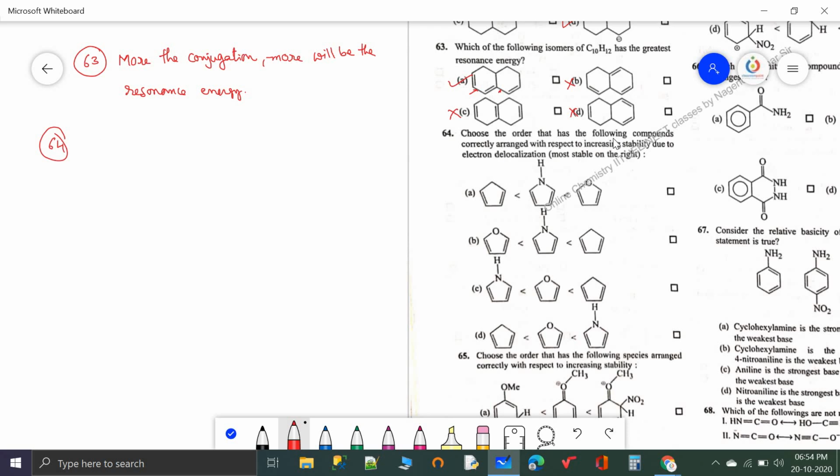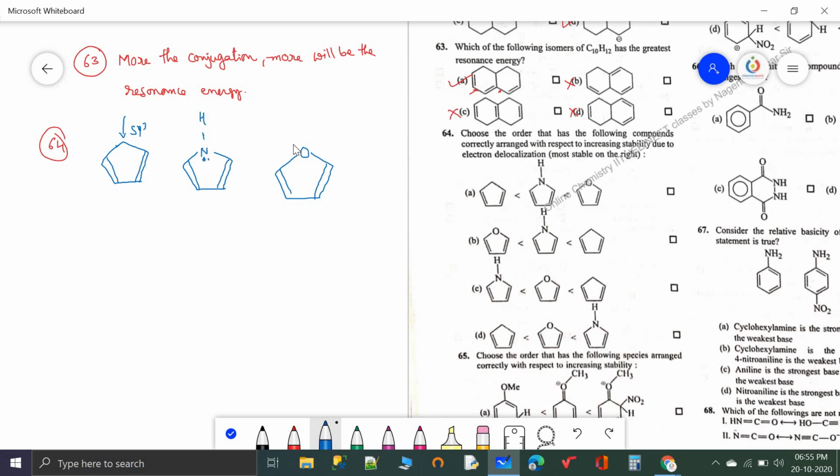Choose the order that has the following compounds correctly arranged with respect to increasing stability due to electron delocalization. Means among these molecules, which is the most stable due to electron delocalization. So I'll take up three compounds first. These are the three compounds given. First of all, here only partial conjugation is there, because an sp3 hybridized carbon is there. So this is the most unstable compared to these.